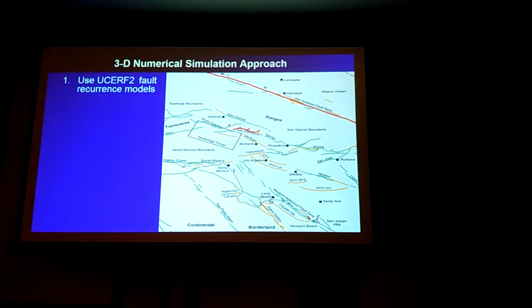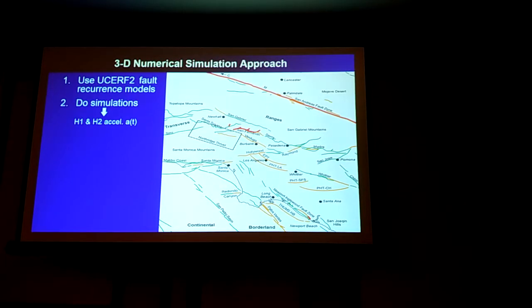As Tom mentioned, CyberShake uses the UCERF2 models of fault recurrence. These are the same models that the USGS used to develop their ground motion maps, which appear in Chapter 22 of the ASCE 7-10 standard. Now, this standard is currently used and has been adopted in the International Building Code by the state of California and most other states in the United States. The simulations are done, as Tom explained.